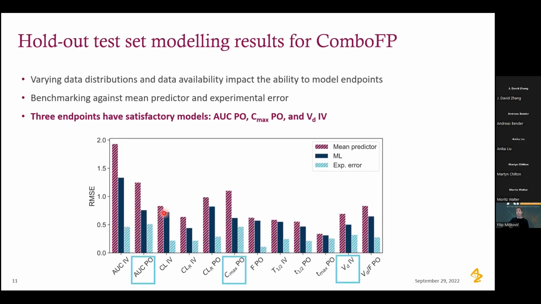Unfortunately, if we compare the performance given in dark blue, and estimate whether we were closer to the mean predictor or to the experimental error, we would see that only for 3 PK parameters, these are the AUC-PO, Cmax-PO, and VDIV, we see a performance that was much closer to the experimental error. So these were the only 3 models that we progressed further, and we found these to be reasonable for use.